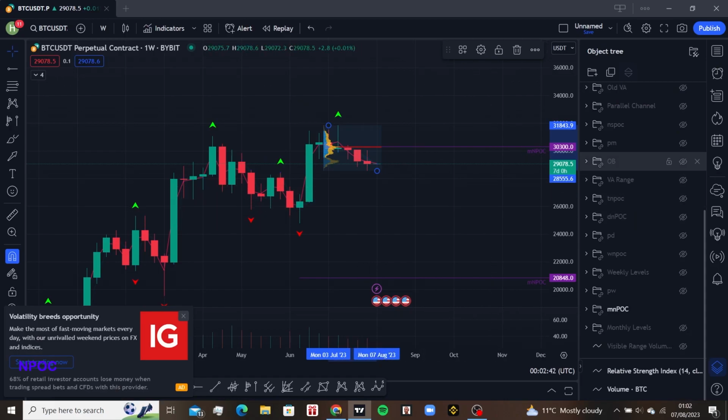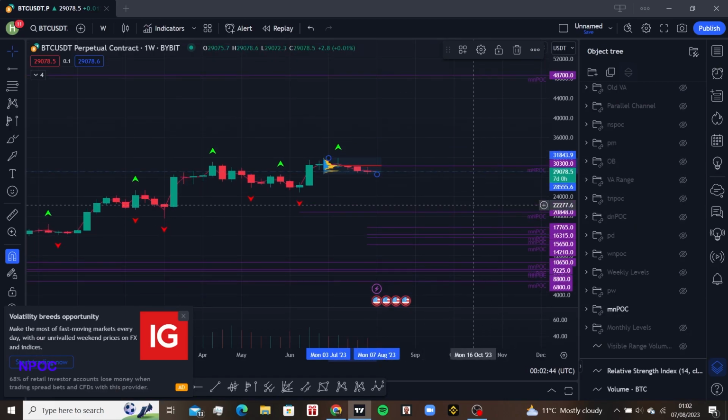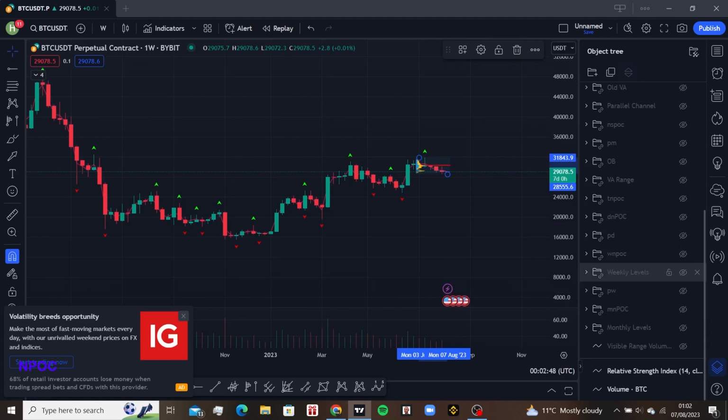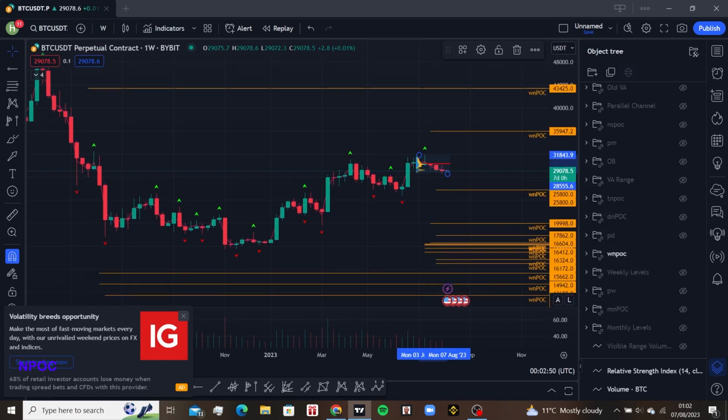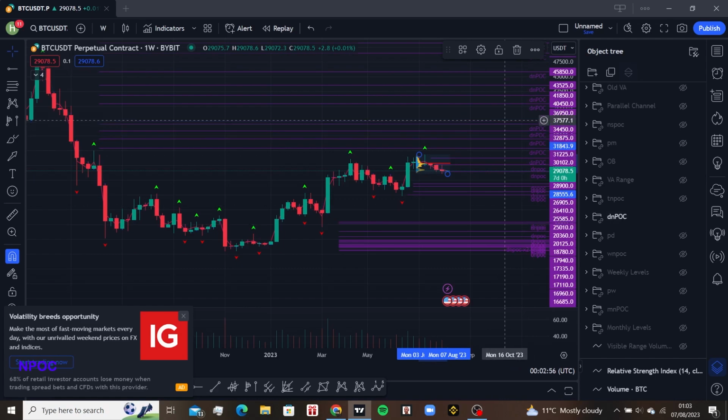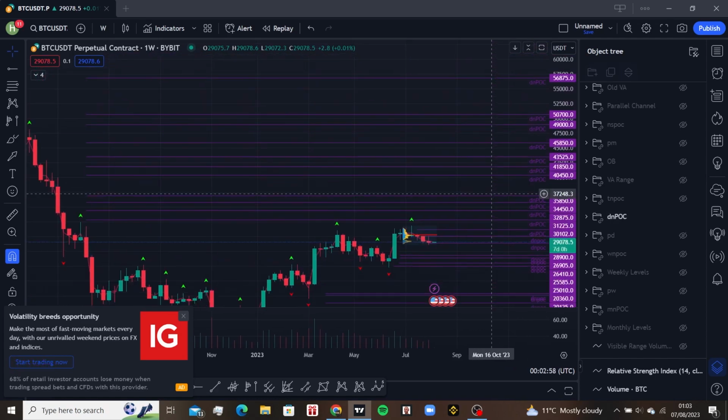Okay, so here are my monthly NPOCs. Feel free to copy them down. Then move down to our weeklies, which is here. And then again, I go to my dailies. Plenty of dailies that haven't been touched yet.